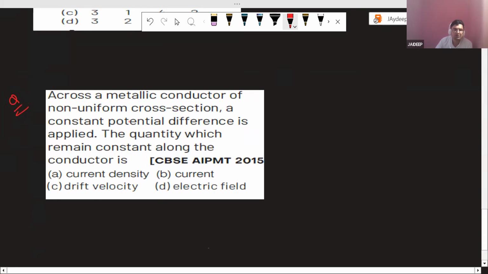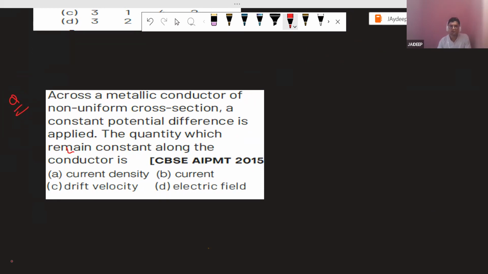Now try this question. Easy. Again, 2 minutes just to think over this question. Very easy question. Across a metallic conductor of non-uniform cross section, a constant potential difference is applied. The quantity which remains constant along the conductor is... Write your answer in the chat box fast, everyone.